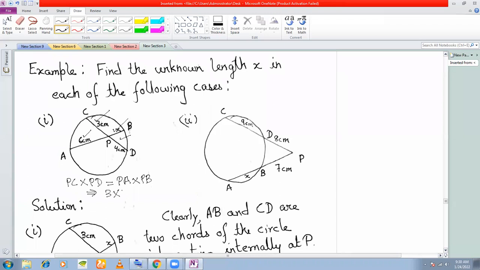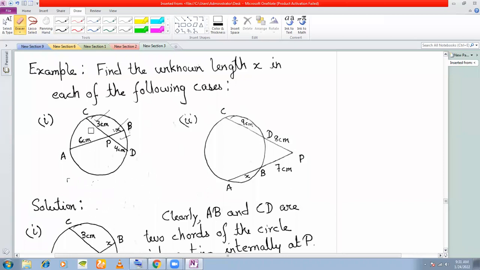Get 3 into 4 is equal to PA is 6 and PB is x. So you get 6x is equal to 12. That means you get x is equal to 2. Okay. This is a case where the chords intersect each other internally.